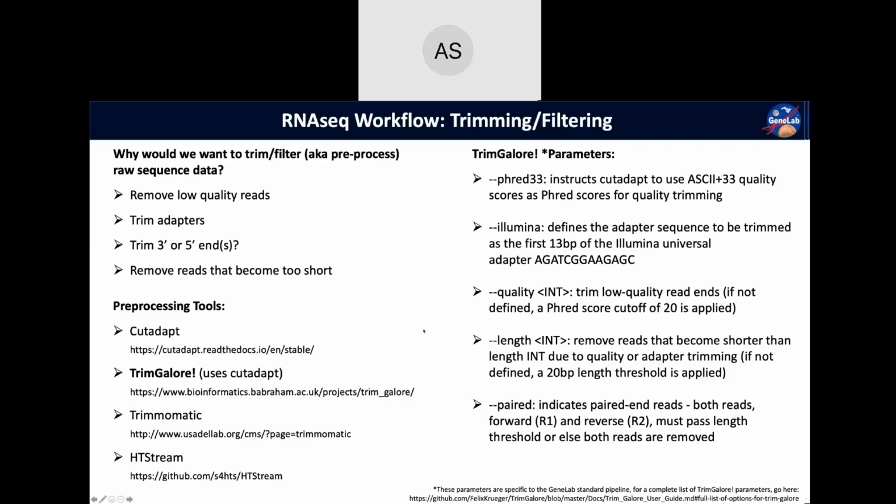And then the other thing is the length. So remember, we want to remove reads that become too short. And so we actually use the default for this too, which is 20 base pairs. And so as we're trimming based on the quality and as we're removing adapters, if the read becomes less than 20 base pairs, we'll get rid of that read because it'll be too difficult to map. And then we want to tell it if we're working with paired end or not.